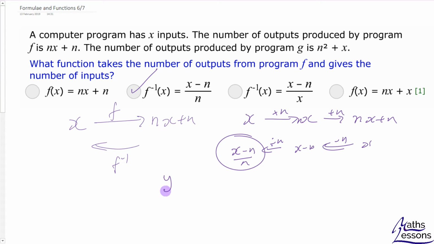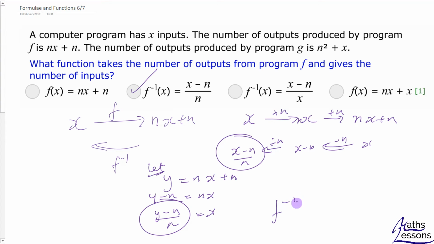Just to recap, the other method of doing it is to write let y equals, so you always say let because you're introducing y, equals nx plus n. Minus n equals nx, and then divide by n, y minus n over n equals x, and we use this to create our inverse function of x minus n over n.